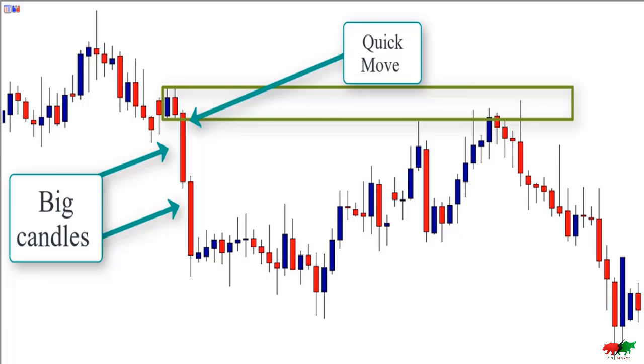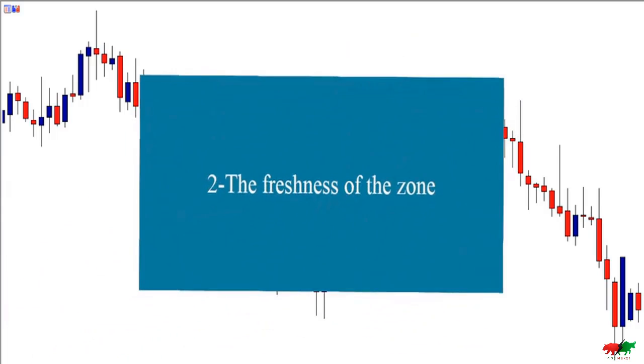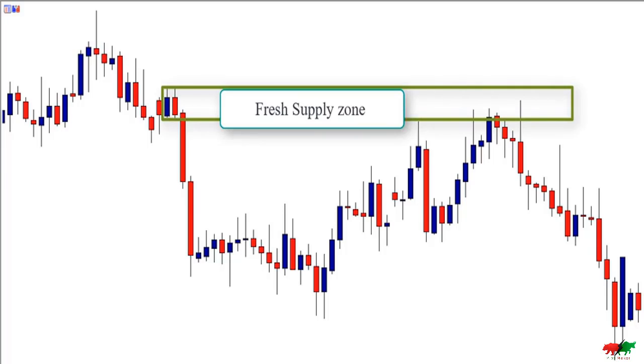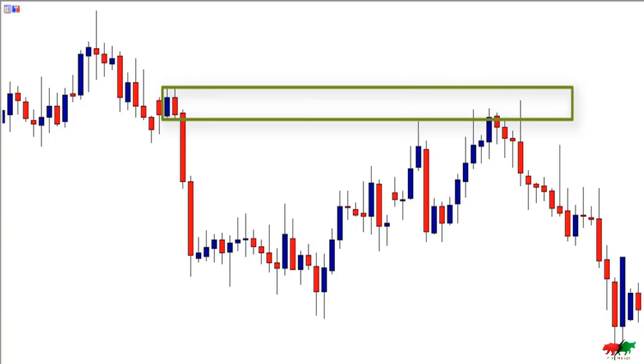The second criterion is the freshness of the zone. This is a fresh zone because it has not yet been tested. So when the market retraced back to test it, you should prepare yourself to short the market.